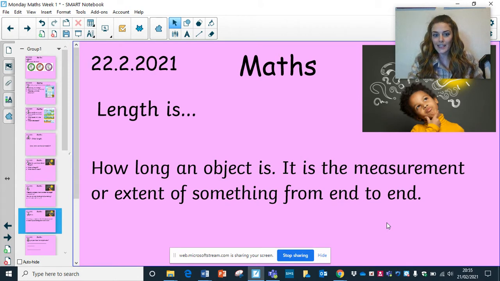So length is how long an object is. It is the measurement or extent of something from end to end. Okay, so looking at something, the length of something is how long something is from end to end, one end to the other, okay?